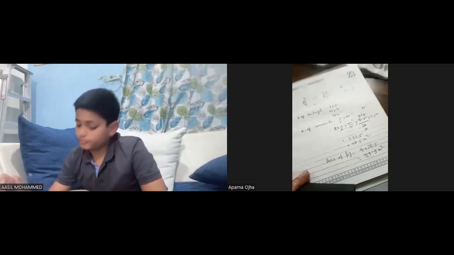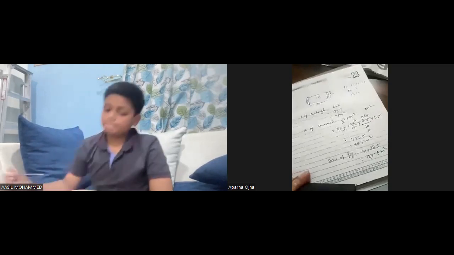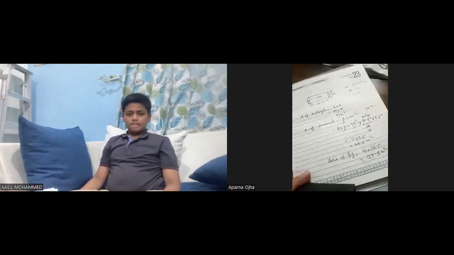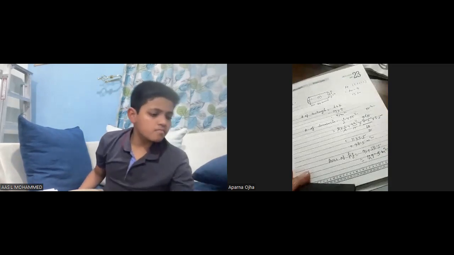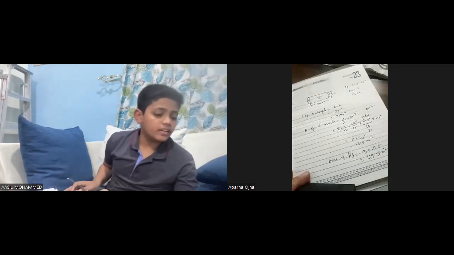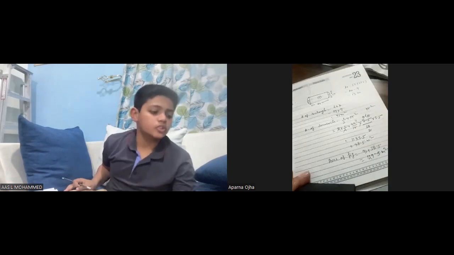129.5 meters square. Correct? This is the one part, the area of one part. Now the second part is what you have to find. We should find the perimeter also, the perimeter of this figure.